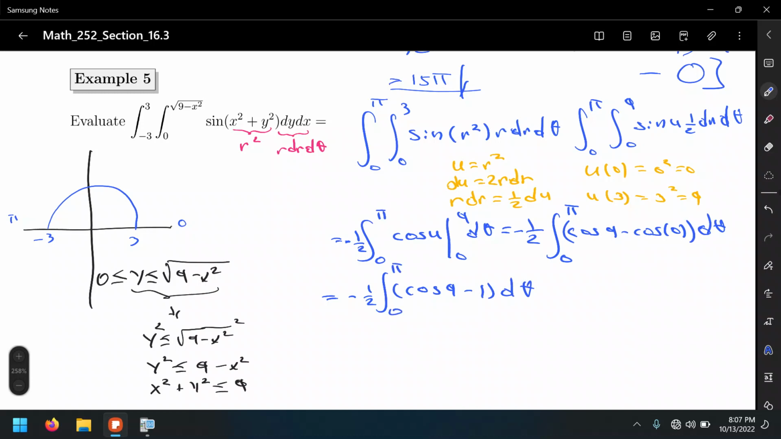This cosine 9 minus 1 is just another constant multiple that we can take outside of the integral. So that's going to be negative 1/2 times cosine 9 minus 1, times the integral from 0 to pi of d theta. And what's the integral of d theta? Isn't that just theta? So that's a negative 1/2.